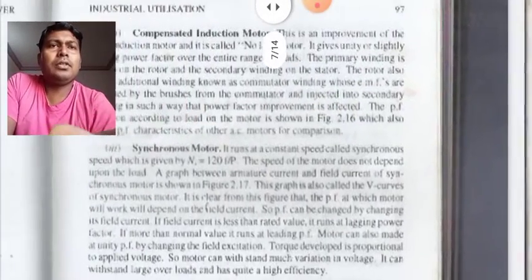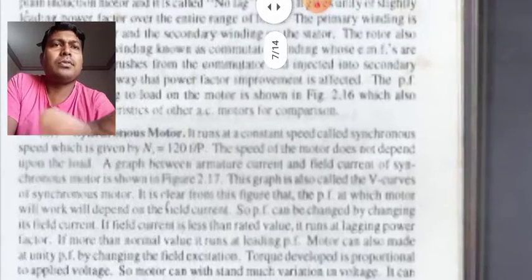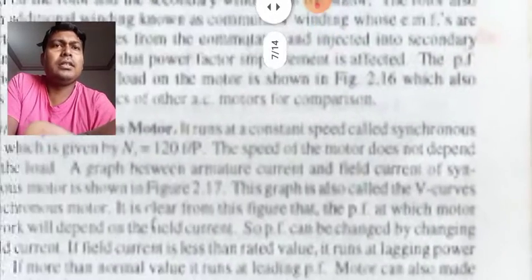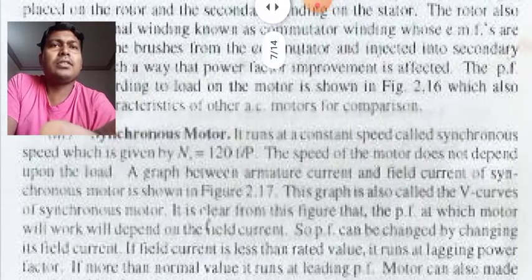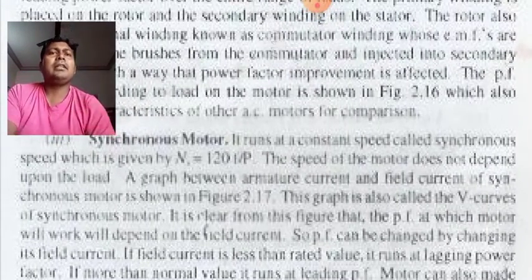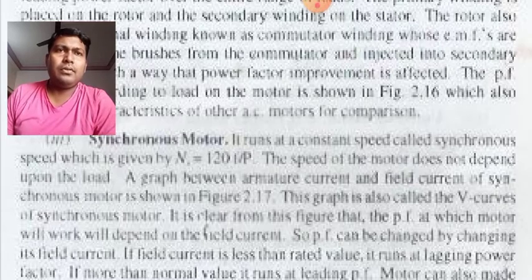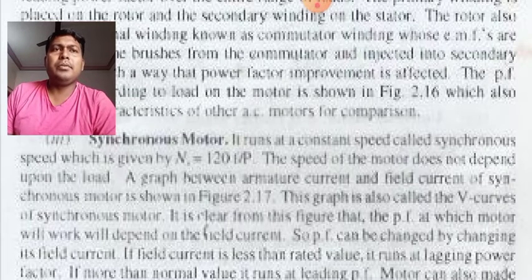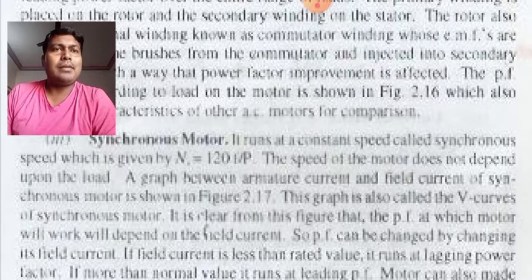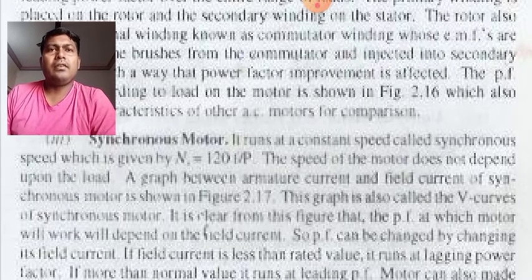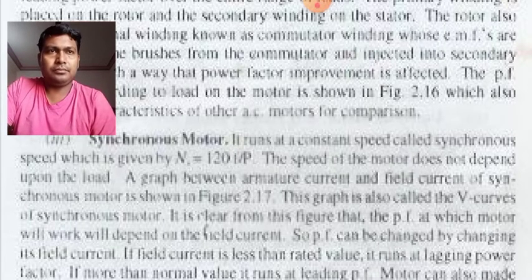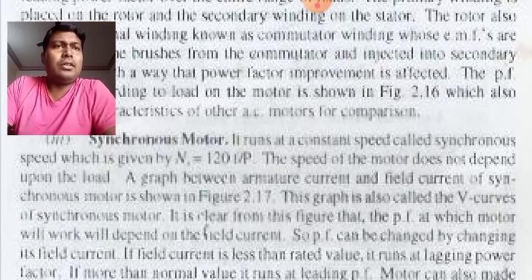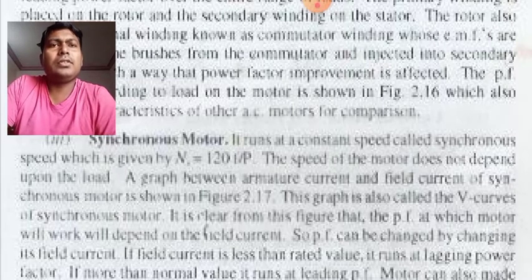The next motor is the synchronous motor. The synchronous motor runs at a constant speed called synchronous speed, which is given by the relation Ns equals 120 f by P. The speed of the motor does not depend upon the load. A graph between armature current and field current of the synchronous motor is in diagram 2.17. This graph is also called the V curve of the synchronous motor.